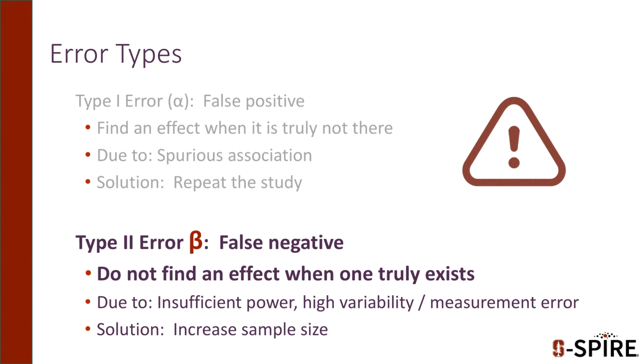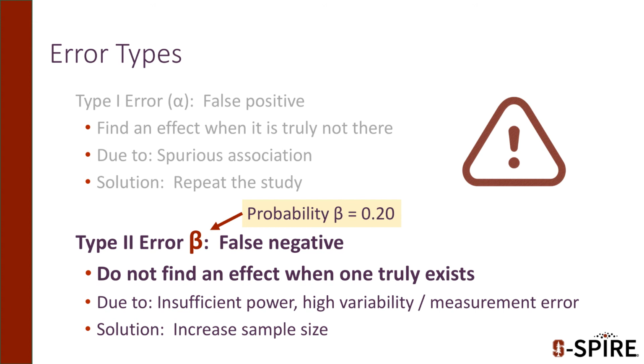Now to the other side of the error coin. Type 2 errors are false negatives, not finding an effect when one truly exists. This is due to an insufficient sample size to detect the true effect. Higher than expected variability may lead to this problem, and the only solution is to increase the sample size.